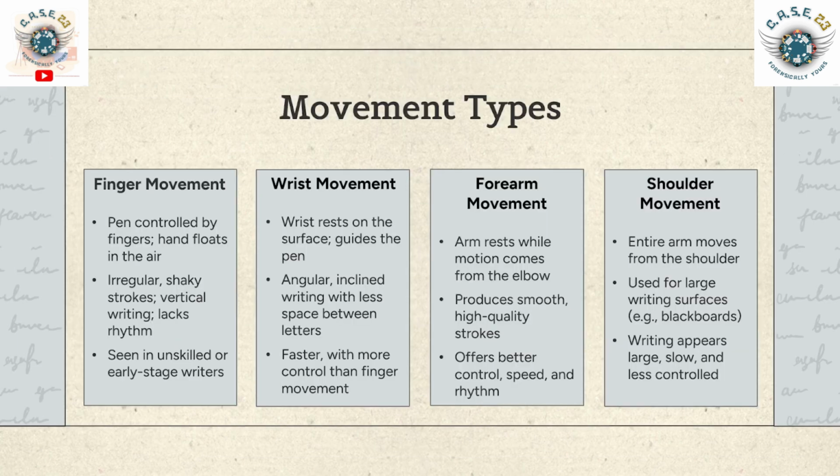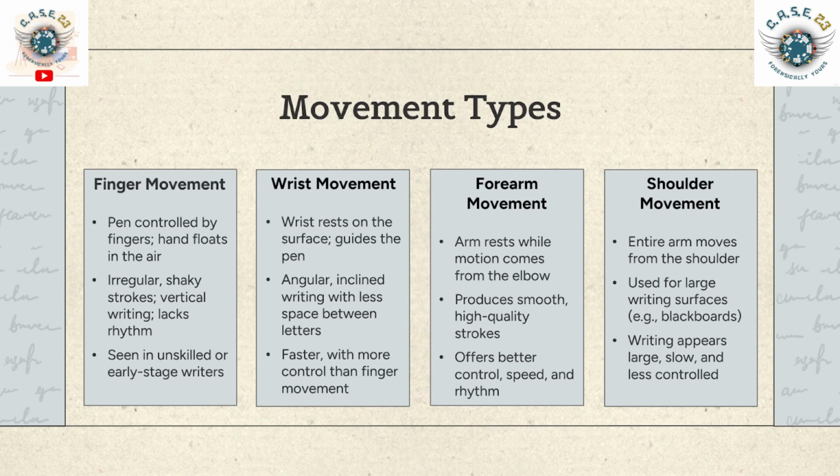Okay, then let's take a deeper look at these movement types, because they actually tell us a lot about a person's writing skill, their comfort level, and even whether the writing was done naturally or under pressure. There are four main types of movement involved in handwriting, as I've also discussed earlier. The first is finger movement. This is when the pen is controlled mostly by the fingers, and the hand kind of floats in the air without resting on the surface. The result, you usually find irregular, shaky strokes.